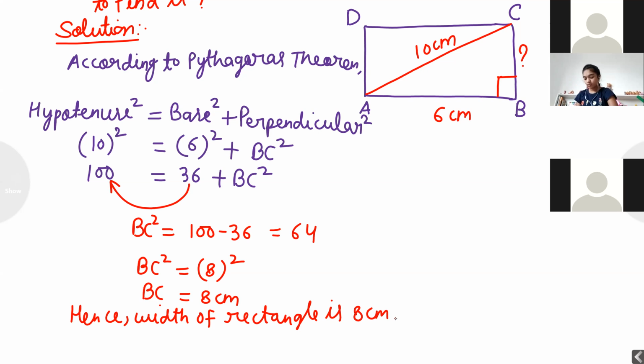Now you are getting, students, what is the magic of Pythagoras theorem? I told about Pythagoras theorem. Our Indian scientist Bodhayan has given this theorem, but Pythagoras has copied this theorem and he has given his name. Actually, our Indian scientist had discovered this. Hypotenuse square is equal to base square plus perpendicular square.